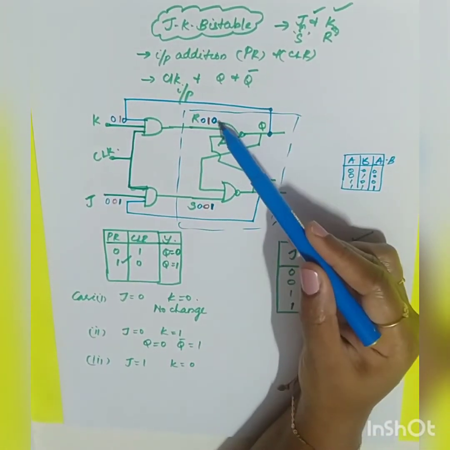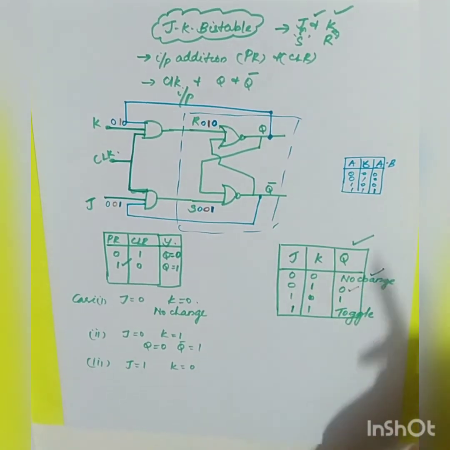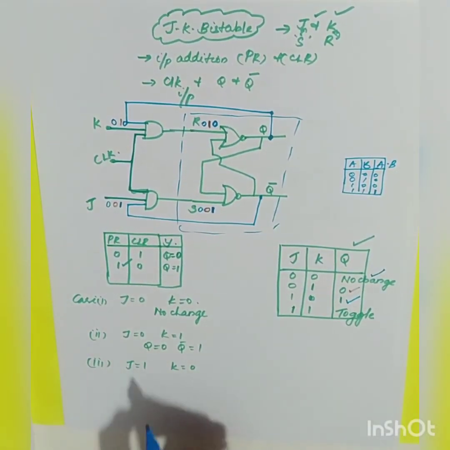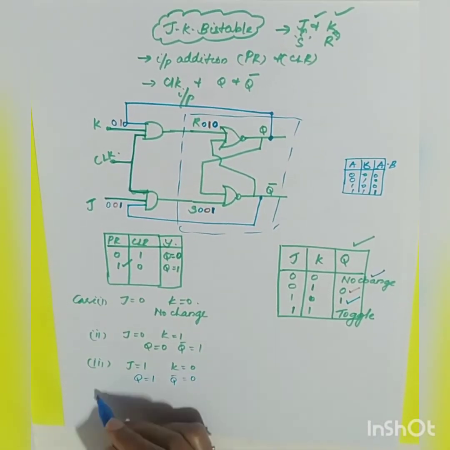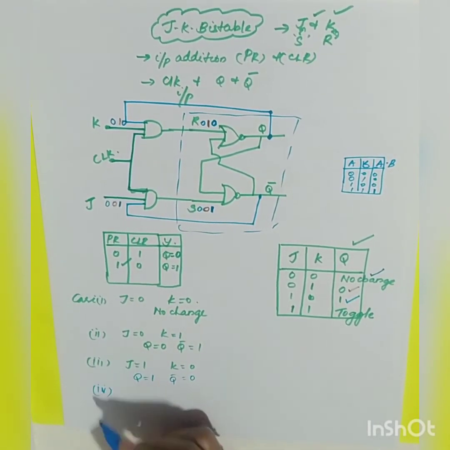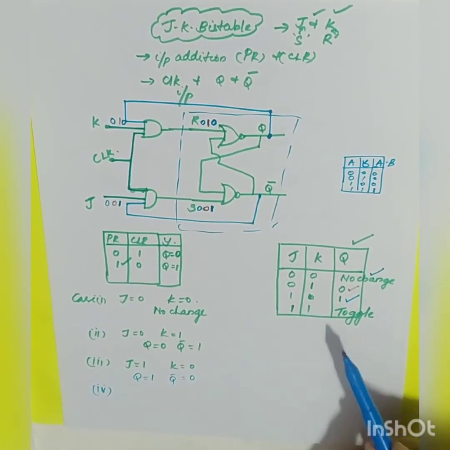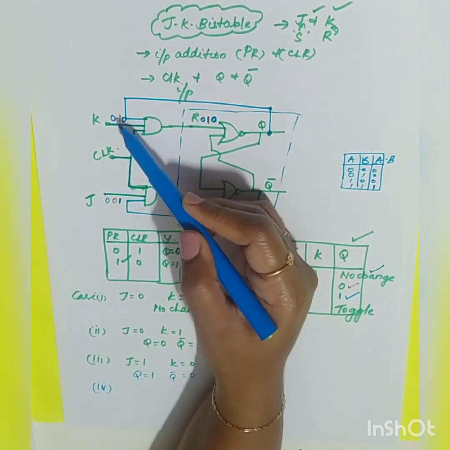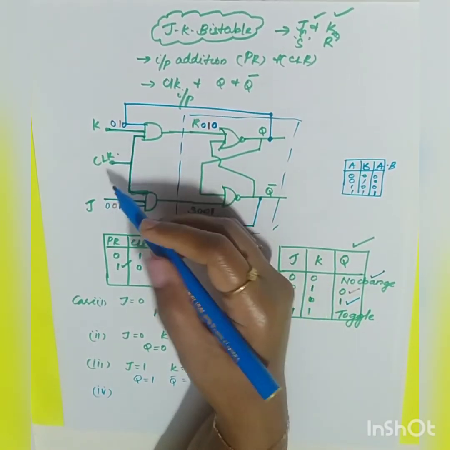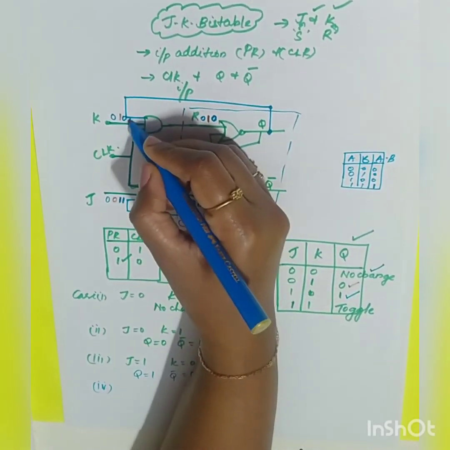So now your input of your RS is r equal to 0, s equal to 1. So what will be your condition? Q will be equal to 1, Q bar will be equal to 0. Now you are going for your last condition, when both are equal to 1, when j is equal to 1, k is equal to 1. Here also you have 1, here also you have 1.